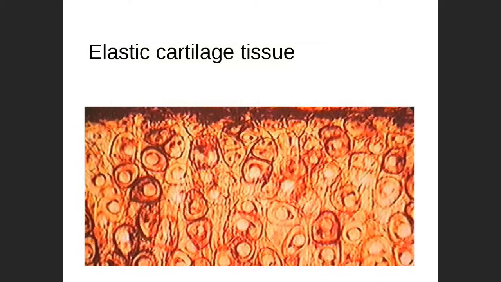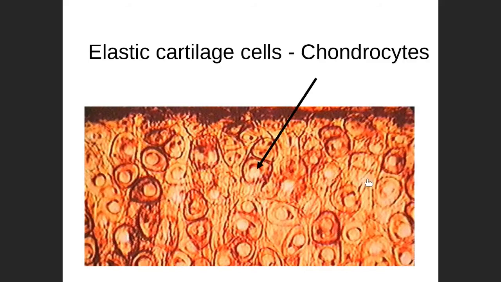The second type of cartilage is elastic cartilage. Elastic cartilage is very similar to hyaline cartilage in some of its characteristics. The predominant cell type in the elastic cartilage is going to be the chondrocyte. So here again, you can see the arrows pointing to a chondrocyte right here.